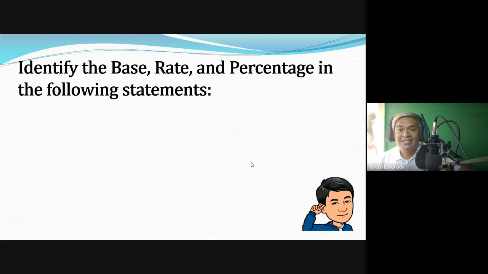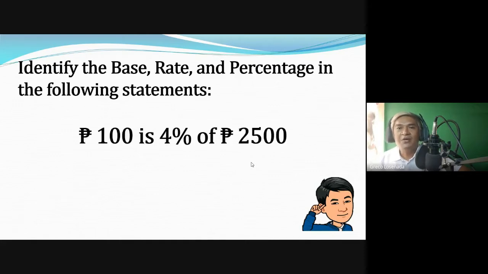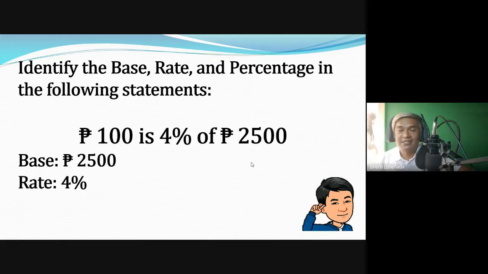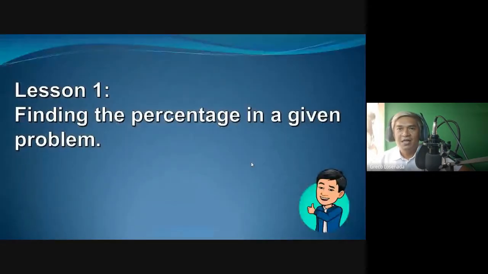Now let's have the last statement. 100 pesos is 4% of 2,500. In this statement, the base is 2,500 pesos. Then the rate is 4%. And the percentage is 100 pesos. Let us now proceed to lesson 1. Finding the percentage in the given number.